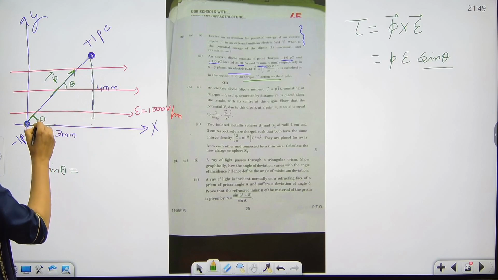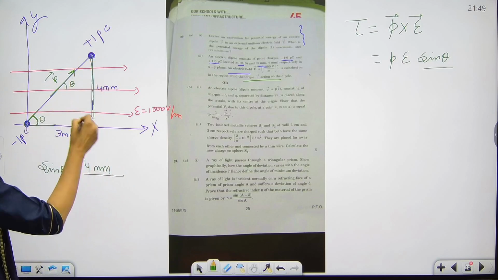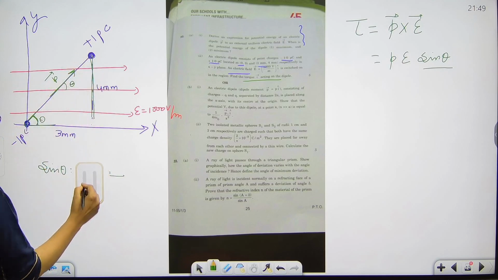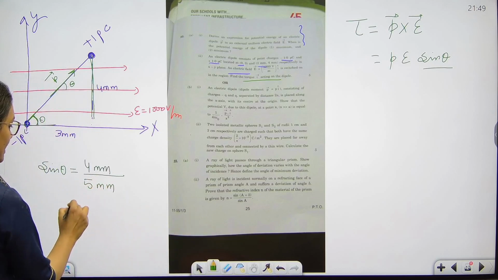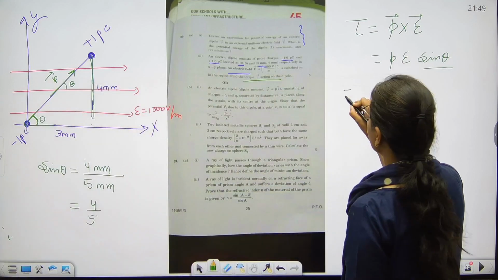Perpendicular. If this is theta, perpendicular 4 millimeter divided by hypotenuse. If this is 3, this is 4, this will be 5, na? This will be 5 millimeters. So sin theta will be 4 by 5. Sorted. Then we have the P value.